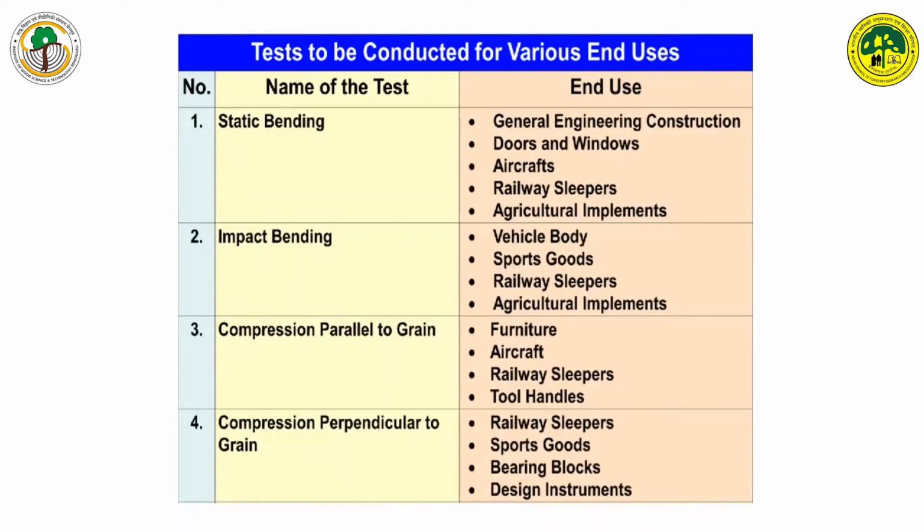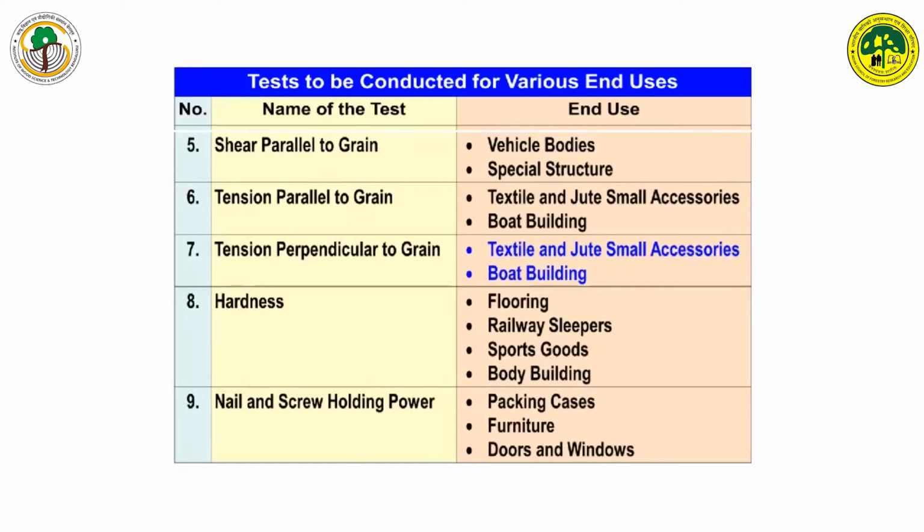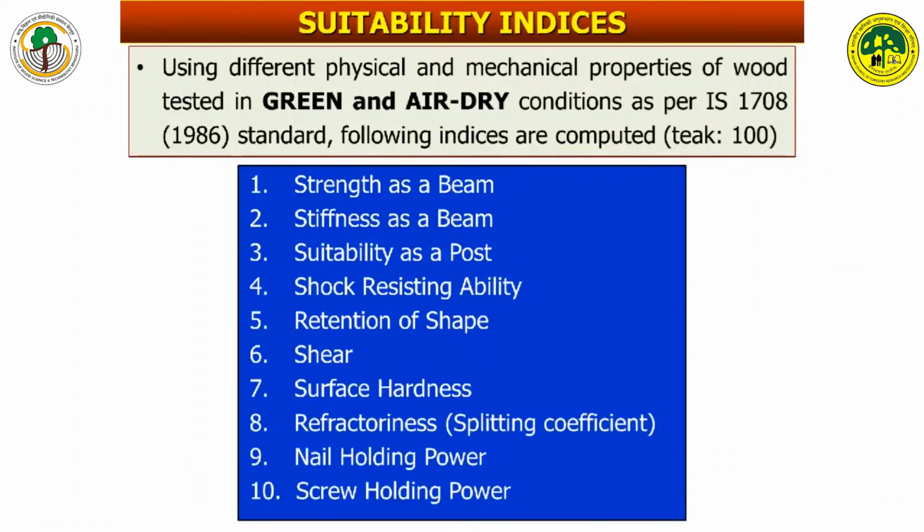And this is the other way around. Static bending is required for these different end uses, like general engineering construction, doors and windows, aircraft, railway sleepers, agricultural implements, and compression parallel to grain, like for furniture, aircraft, tool handles. And then hardness of the wood, like for flooring, railway sleepers, sports goods, bodybuilding.